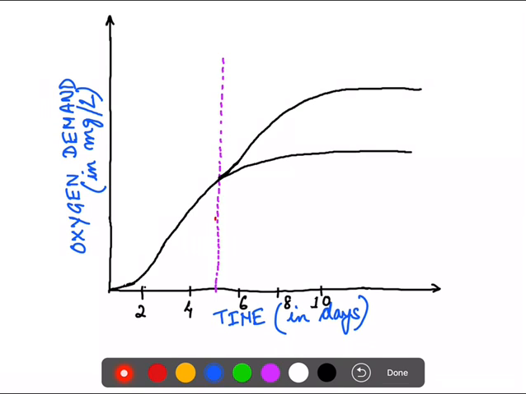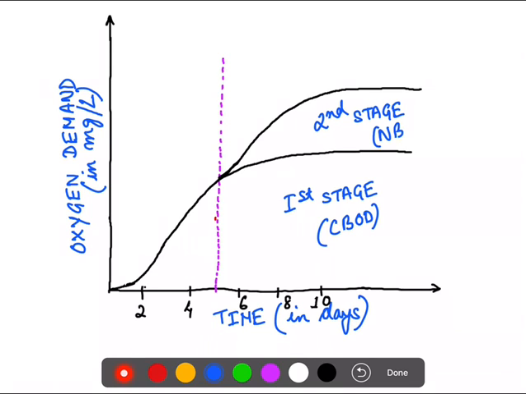Okay, so this part is the first stage. This is your carbonaceous BOD. This is your second stage, or NBOD, nitrogenous BOD. And this is called your total BOD. Okay, so this is your 5 days.